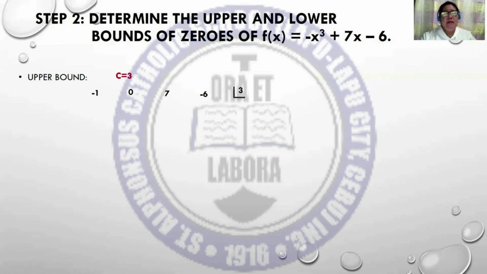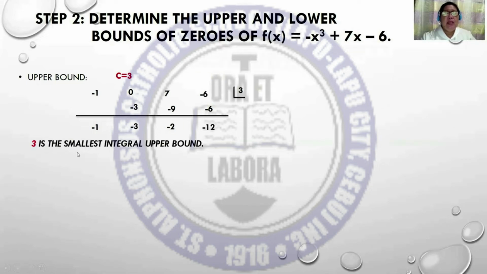Applying the synthetic division, you bring down negative 1. Negative 1 times 3 is negative 3. Combine the two, it's negative 3. Negative 3 times 3, it's negative 9. Combine the two, you have negative 2. And negative 2 times 3, we have negative 6. Combine the two, then we have negative 12. Therefore, 3 is the smallest integral upper bound.